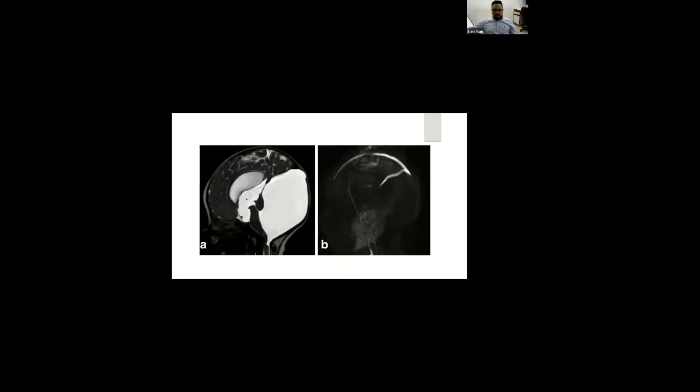So another patient, this is a patient of Dandy-Walker syndrome, in which you can see that there is a large posterior fossa, there is cerebellar hypoplasia, and there is stenosis of the aqueduct of Sylvius. And in the subsequent phase contrast images, you can see that there is no communication between the posterior fossa and the posterior subarachnoid space.